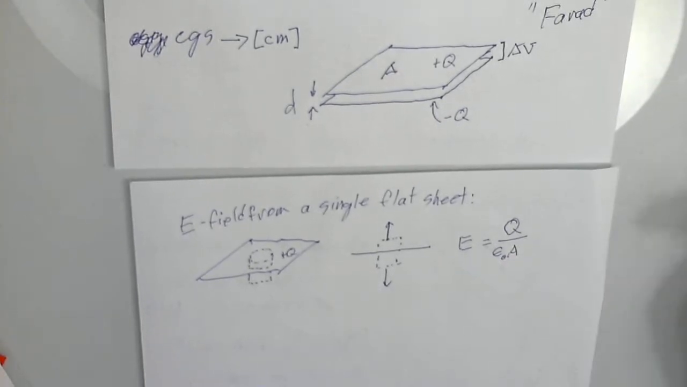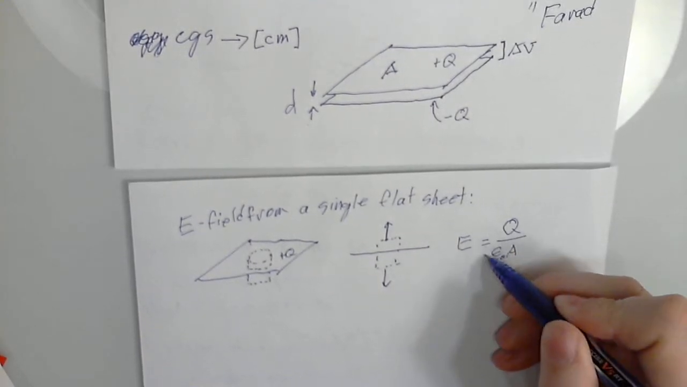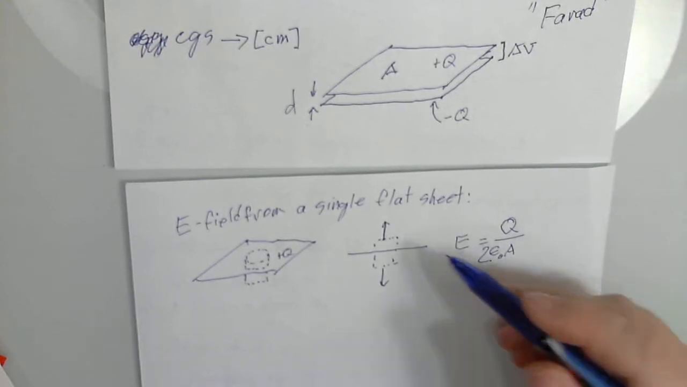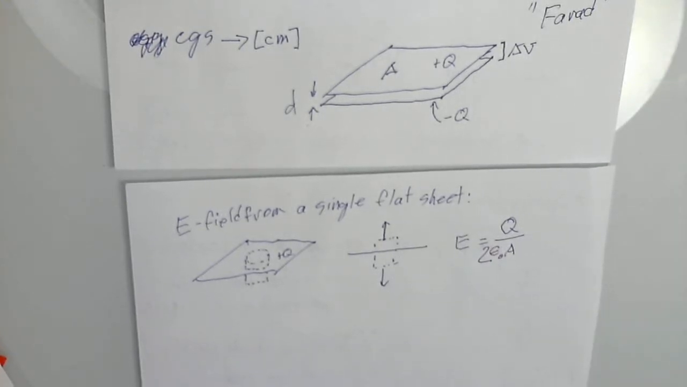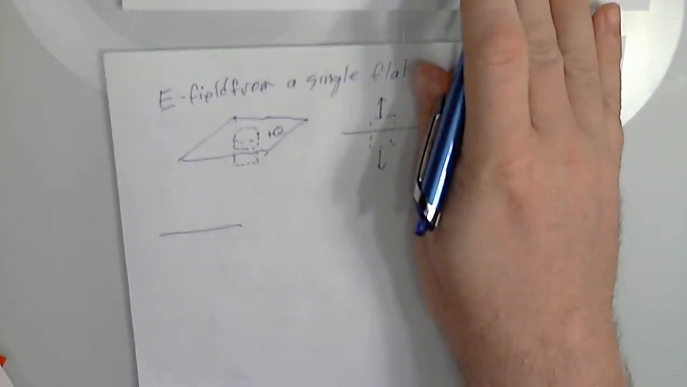Whoops. Checking my answer, checking my notes, it was actually Q over 2 epsilon naught A for a single sheet. All right. The reason I messed that up is now let's think about what happens when we combine two different sheets. Okay.